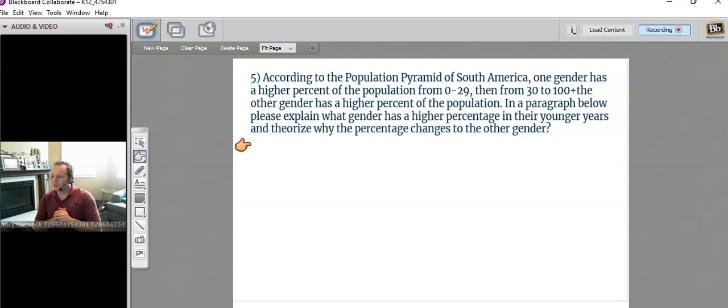Okay? So one thing is females seem to take better care of themselves sometimes. Okay, so that's something as well. So there's a lot of things that you can kind of put on. So I just want you to think of that as you're going through and doing that exit ticket.